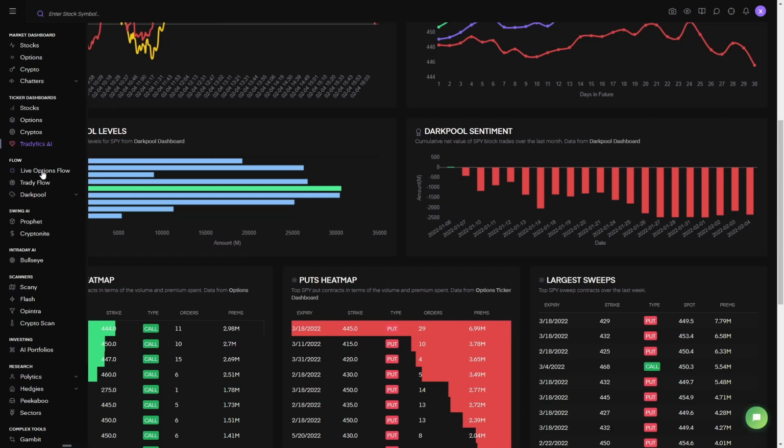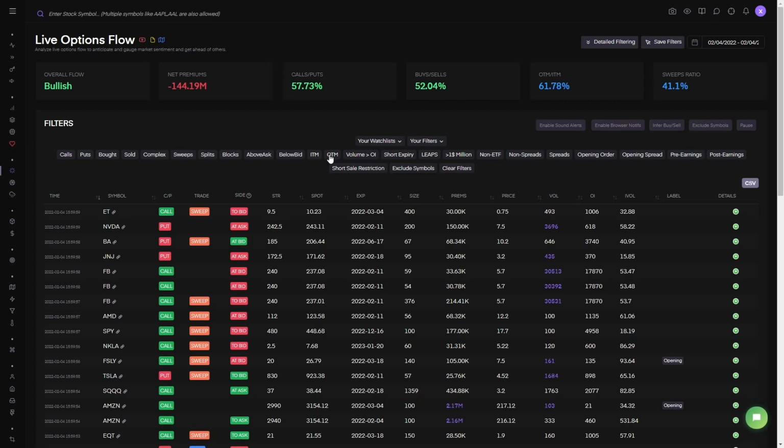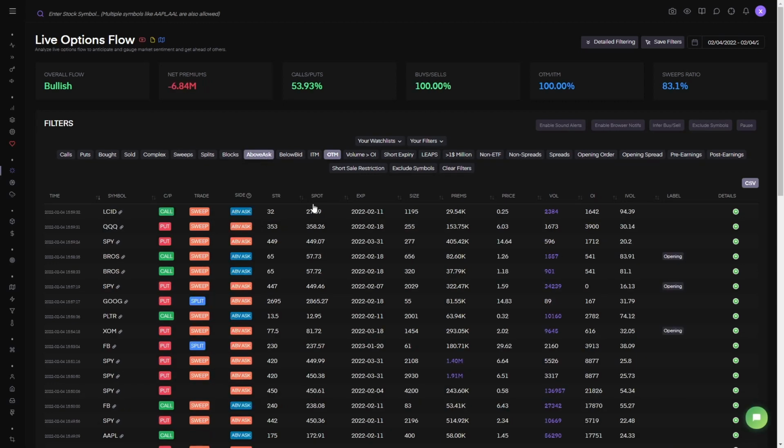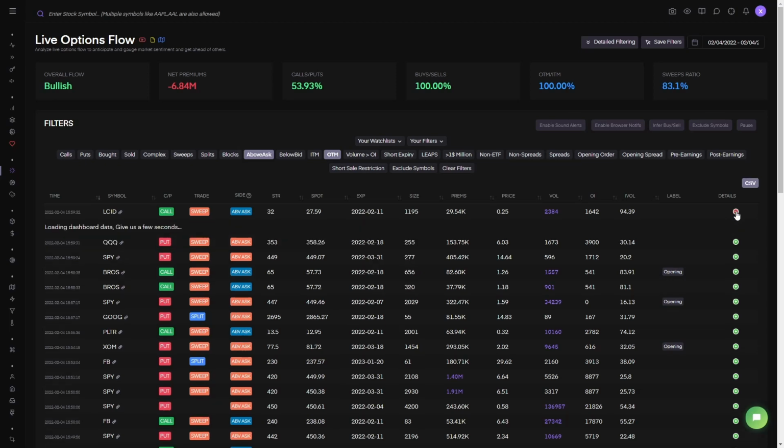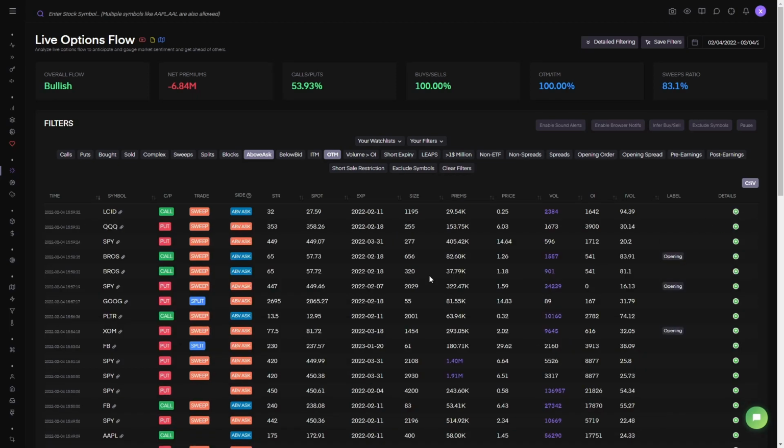This is also something I really like to use, this live options flow feature. When I'm trading, I'll go to out of the money above ask so that I can see really aggressive buys, and then I will enable sound alerts, and I'll throw this up and it will just read to me what's being purchased. It'll tell you the ticker, expiration, the premium spent, the strike, and then I can go in here and look into it a little bit further. You can see on the right side this little details bar, so you can click on this and find out a little bit more information on that.